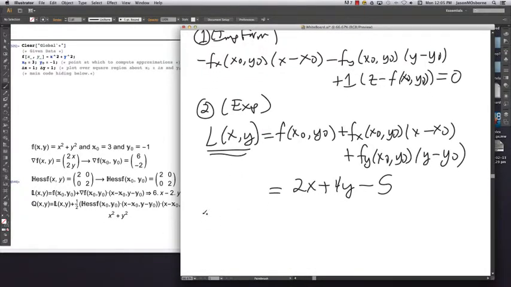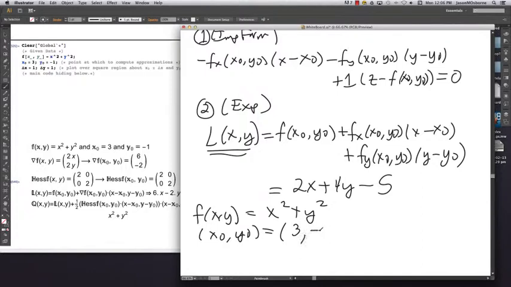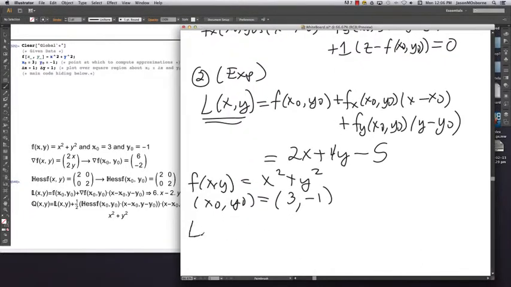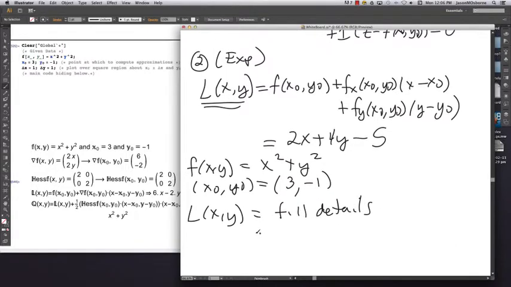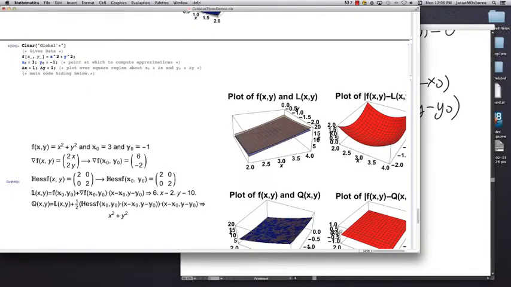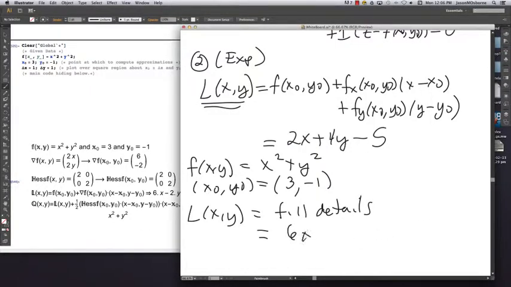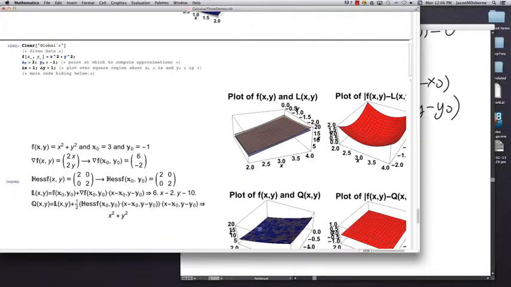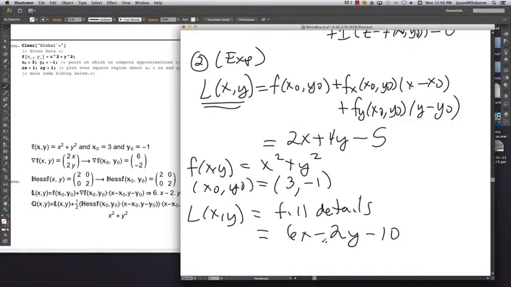So that would be something that you could try now. If you had a function f of x and y to be x squared plus y squared, and all you did was change the point x naught, y naught to be 3 and negative 1, could you show me that the tangent plane, I'll leave you to fill in details, that the answer you'll get is 6x minus 2y minus 10. So that's what you should show.